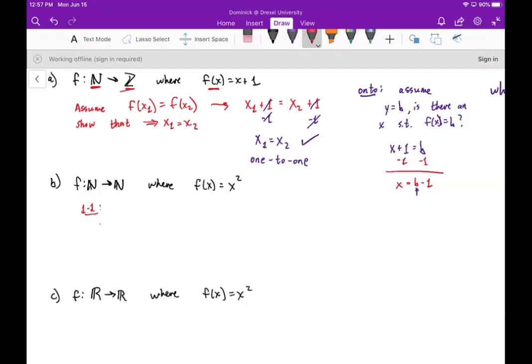Well, if we have that f of x1 equals f of x2, then here we'll have x1 squared is equal to x2 squared. Now the problem is that once you take a square root, you're going to have plus or minus x1 equal plus or minus x2. And this is not able to be brought to x1 is equal to x2. Right? So this is not one-to-one.